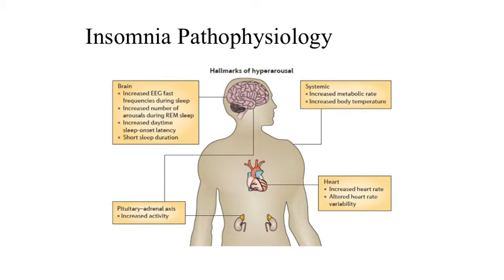The pathophysiology of insomnia is complicated and not very well understood, but in general is associated with hyperarousal or increased arousal. Some hallmarks of hyperarousal can be seen in the brain, systemically in the heart, and the HPA or hypothalamic pituitary axis. Things you may see include increased brain activity during sleep and increased arousals during REM sleep, increased daytime sleep, and shorter sleep durations. Systemic hallmarks include increased metabolic rate and increased body temperature. The cardiovascular system can display increased heart rate and altered heart rate variability. And the HPA axis will also show increased activity with increased release of stress hormones like cortisol.